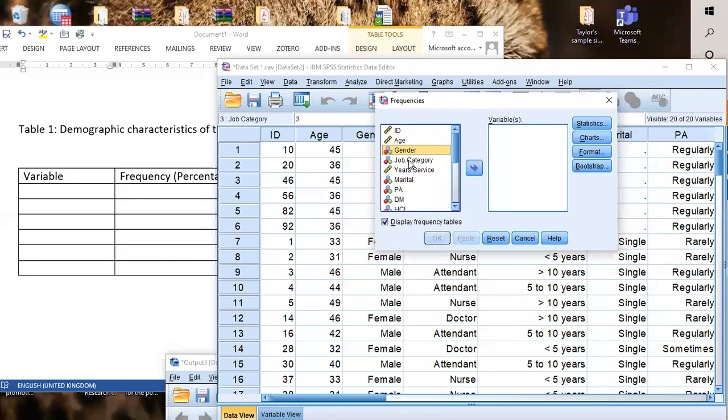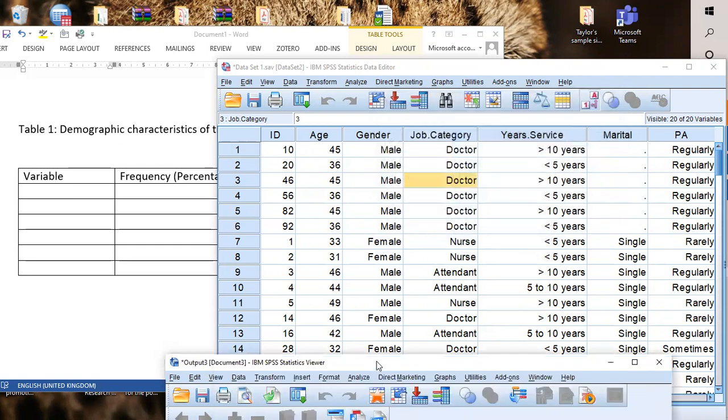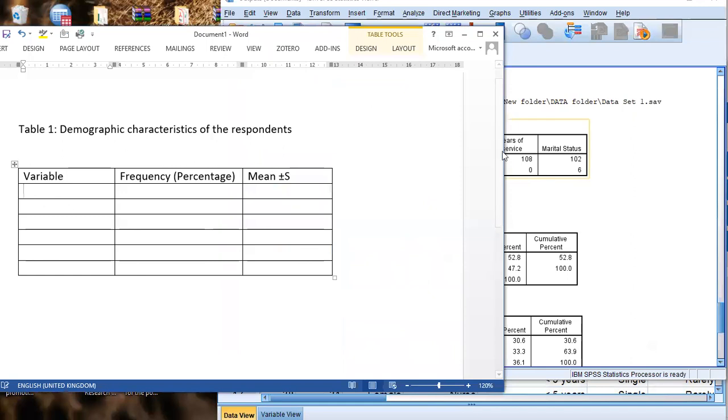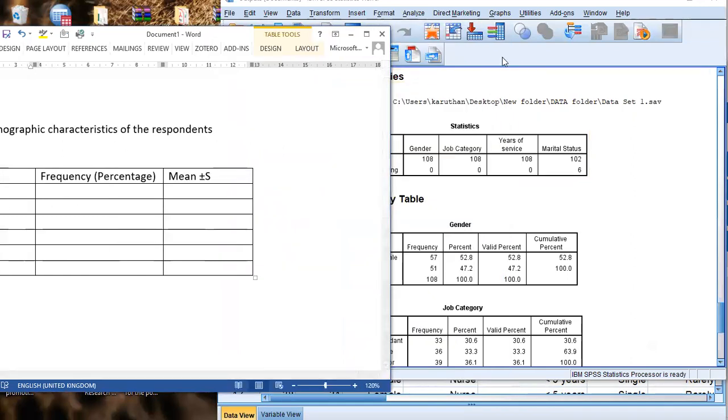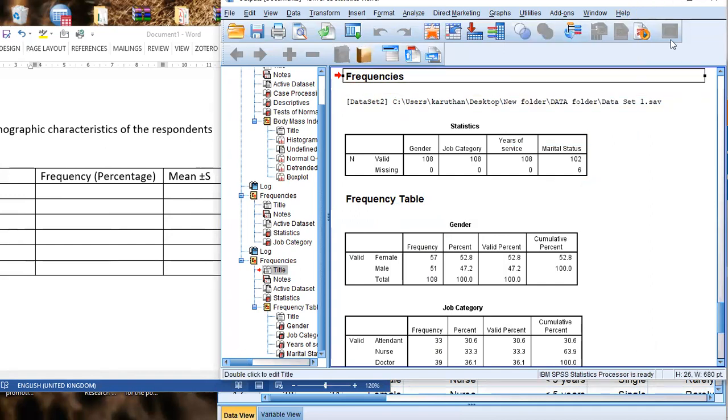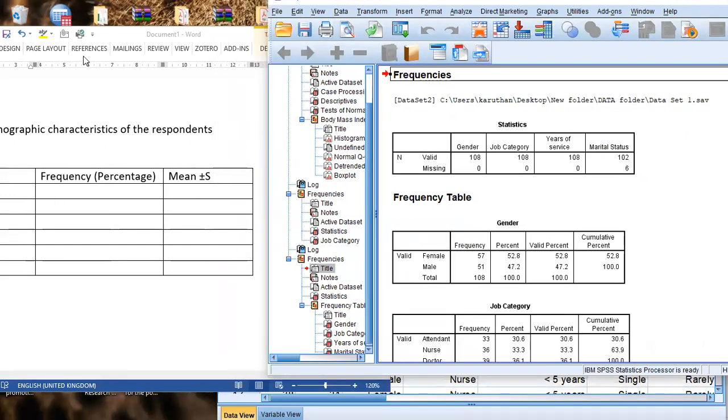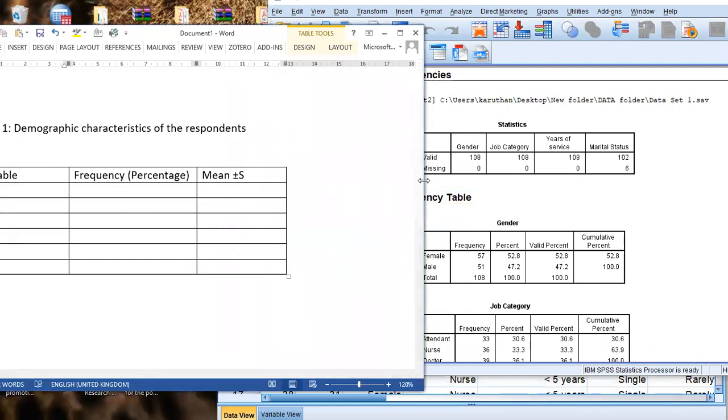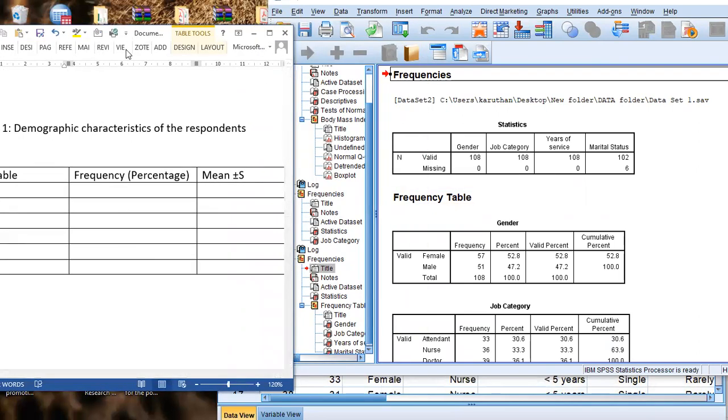Gender, category, years in service, marital. Let's say these are demographics. Bring it in and click OK. The first variable: gender.